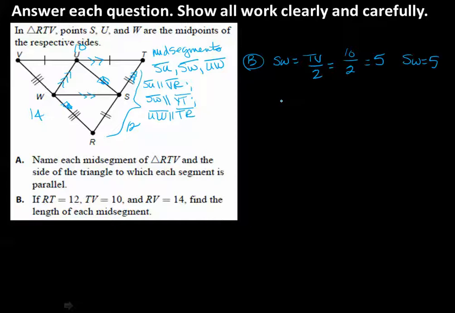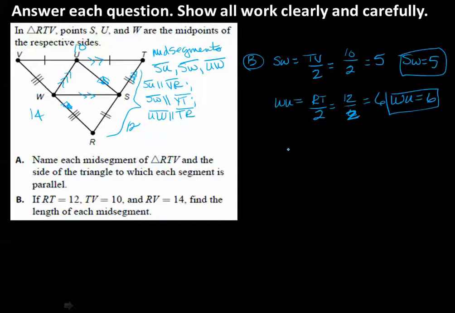You're going to go, okay, WU is going to equal RT divided by 2. RT is 12. Oops, I was trying to sneak the answer in there. 12 divided by 2 is 6. So WU equals 6. I ought to put boxes around all that.